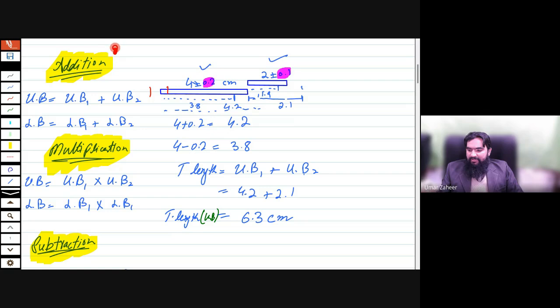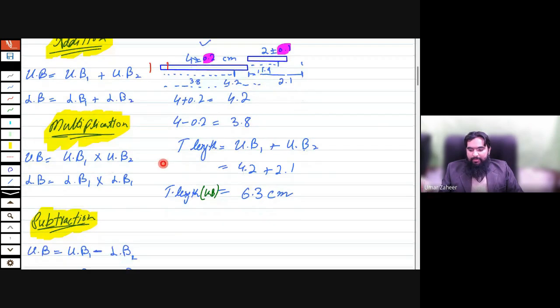I told you if you have addition and you have to find the upper bound, you add the upper bound of the first quantity and the upper bound of the second quantity. And if you are going to find the lower bound and the case is addition, same as that, you add the lower bound of the first quantity and the lower bound of the second quantity. You have to do the same thing for multiplication.